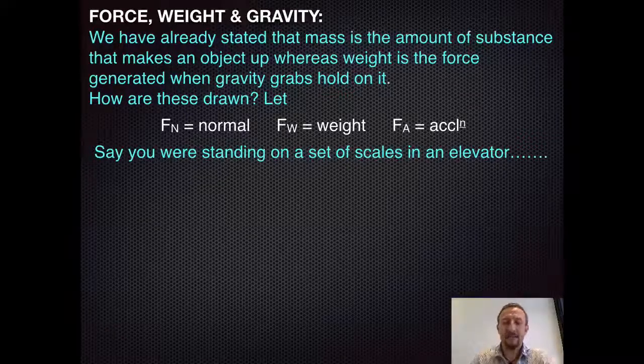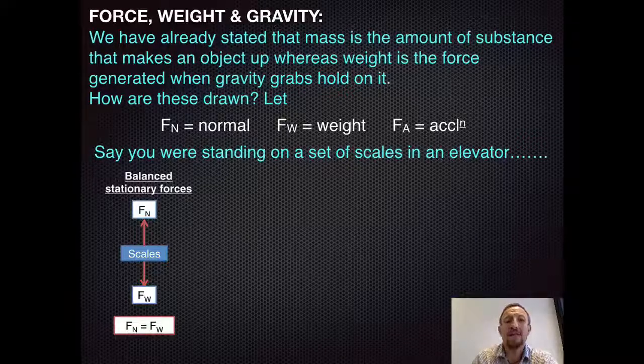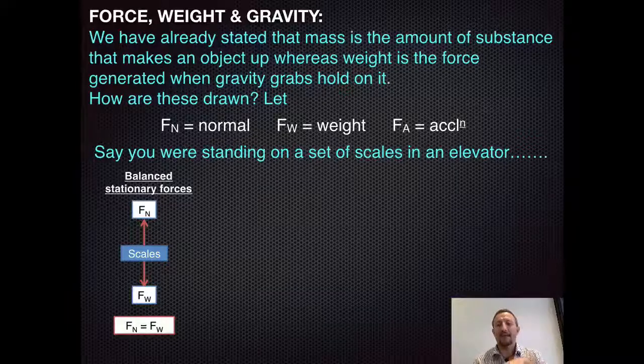So what we're going to do is imagine that we're standing on a set of scales in an elevator. So if we want to have a balanced stationary force, what we will notice is that on the scales, we're going to have weight force acting down, and then the scales are going to produce the same force acting up, which is going to be our normal or support force. Hence we get Fn equals Fw, where Fw is the weight force. And that's basically what happens when you stand on your bathroom scales in the bathroom. You've got your weight force acting down and the scales are acting against you.